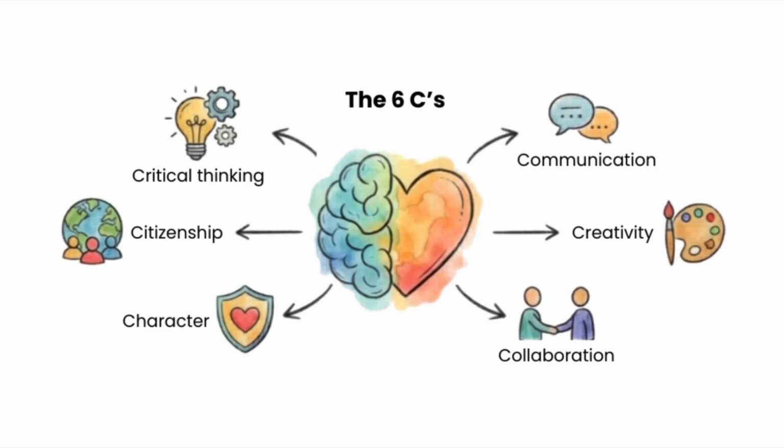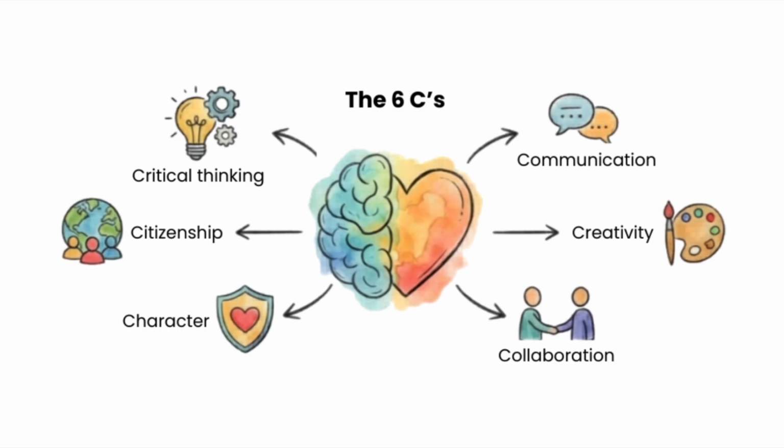On this slide, we're connecting AI to the 6 C's, skills we already know are essential for our students. Starting with critical thinking, AI actually makes this more important, not less. Students need to question outputs, check for accuracy, and decide what's worth using. With citizenship, we're helping students become responsible digital users, understanding privacy, bias, and how their use of AI impacts others. Character comes into play with honesty and integrity, using AI in a way that's transparent and aligned with expectations.